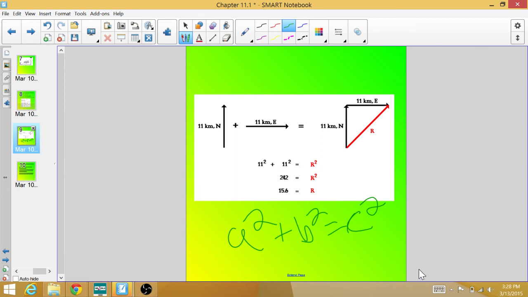When you do this math out, it's 242. And then when you take the square root of both sides to get your answer, it turns out that r is 15.6 kilometers. And the overall direction is going to be northeast. So the distance traveled here was 22 kilometers, period. The displacement traveled was 15.6 kilometers northeast.